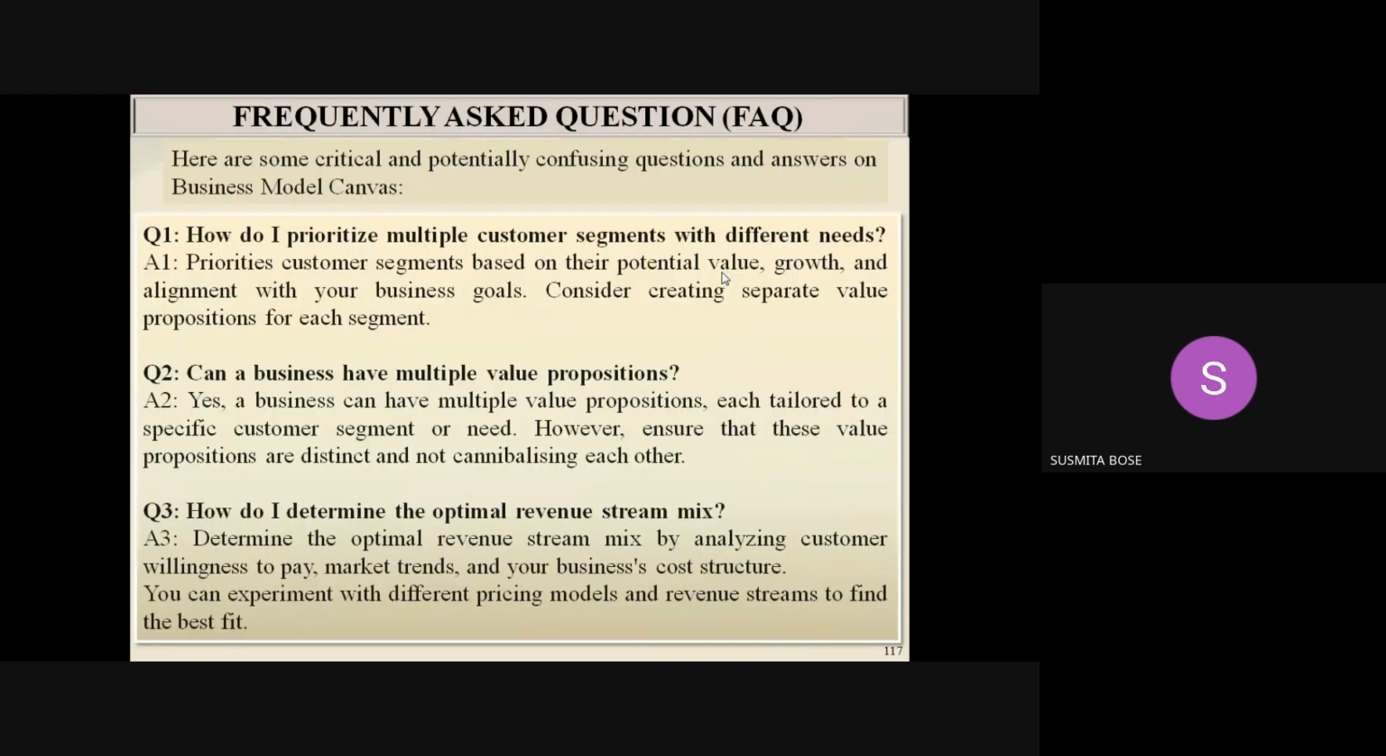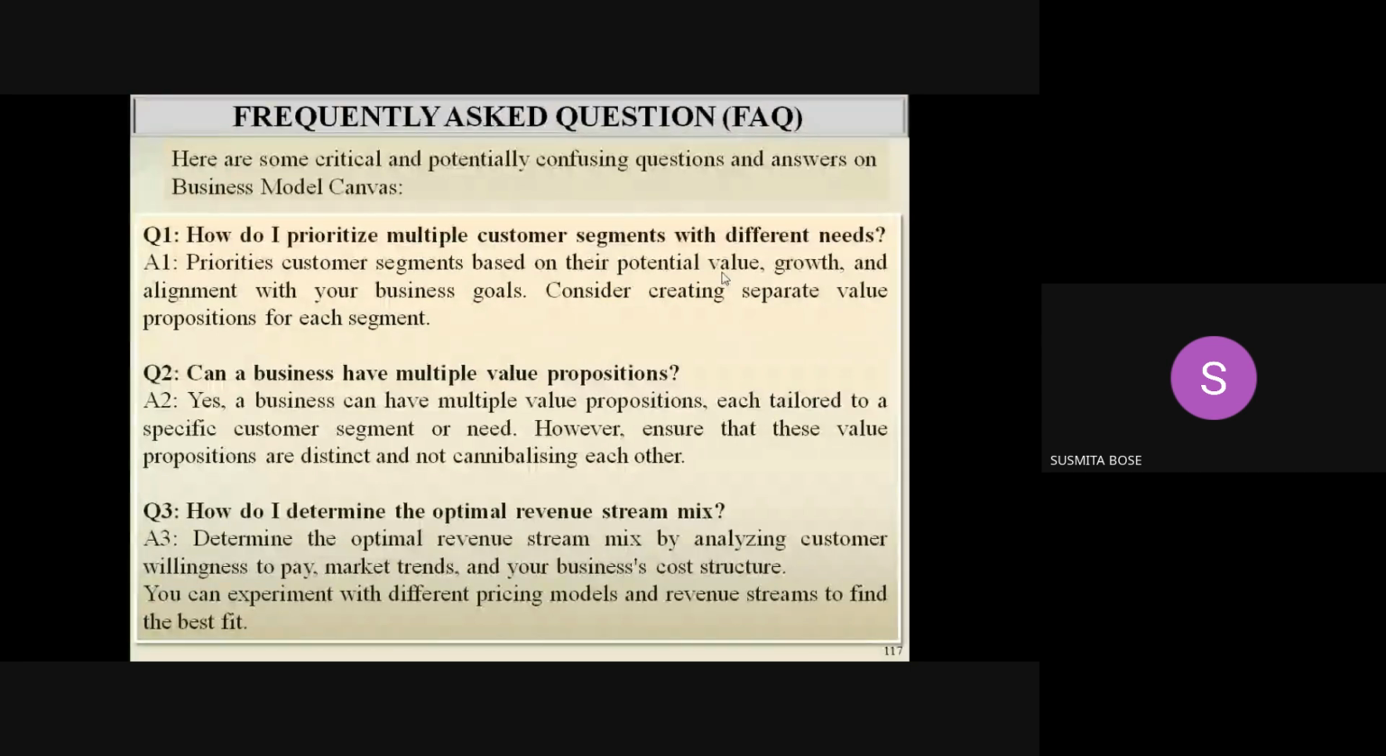So there are some questions that might come to your mind after having the discussion on BMC. How do I prioritize multiple customer segments with different needs? The answer would be to prioritize customer segments based on their potential value, growth, and alignment with your business goals. Consider creating separate value propositions for each segment.